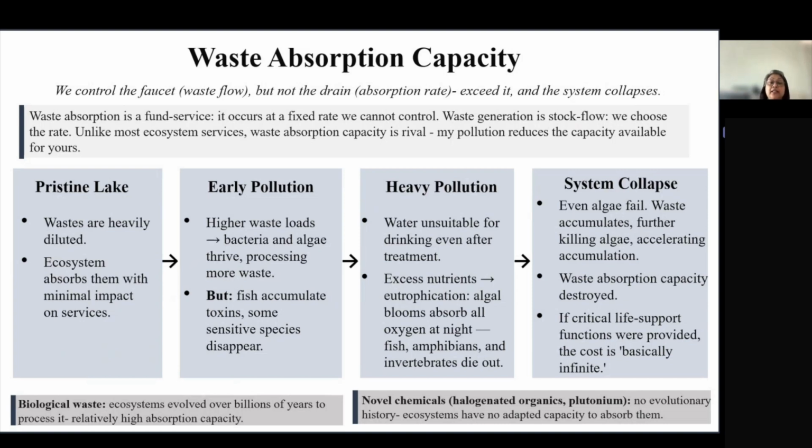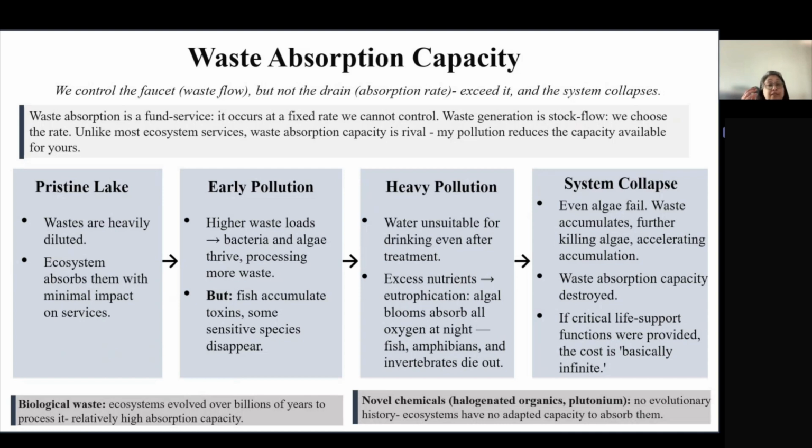Suppose we decided that at the rate at which we generate waste, we will recycle some and put some technology in place to reduce waste generation. But we cannot control the rate at which the ecosystem can actually capture or absorb whatever is generated. That absorption rate is already fixed by ecosystem structure. Exceed it and the system begins to degrade, and once you have pushed it so far, your system will collapse, and even if you now decide to reduce your waste, it doesn't help.